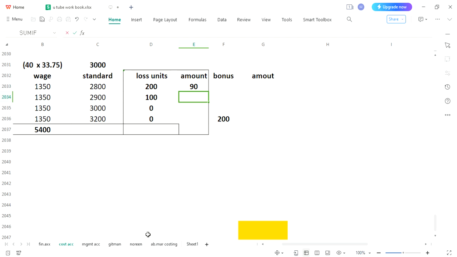In this way you have calculated the loss. And again you will calculate the loss for 100. For that, 100 were the number of units and you need to multiply by the per unit rate, which was 0.45. Please note it down, and in this way you have calculated the loss as well. No loss for third worker, no loss for fourth worker.